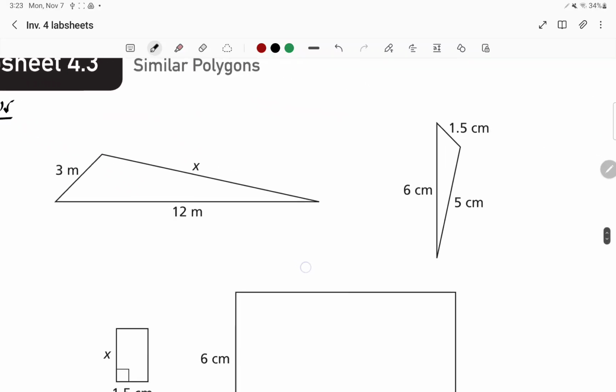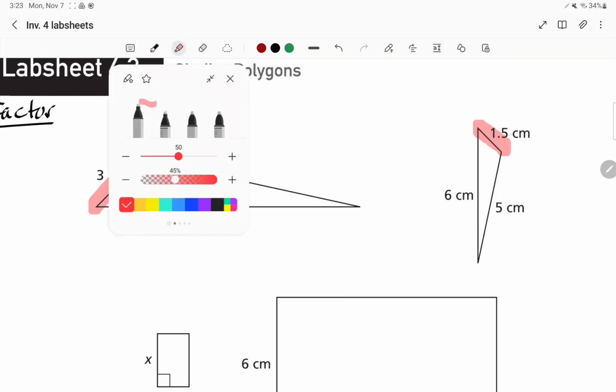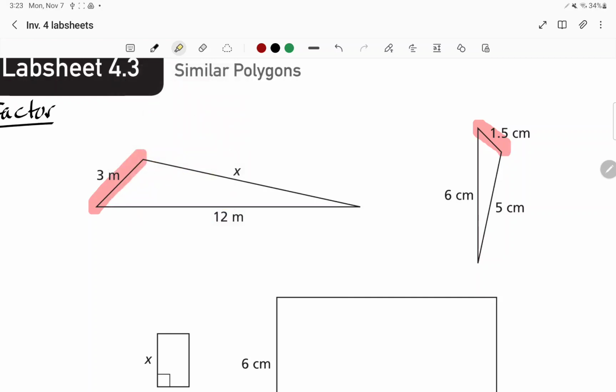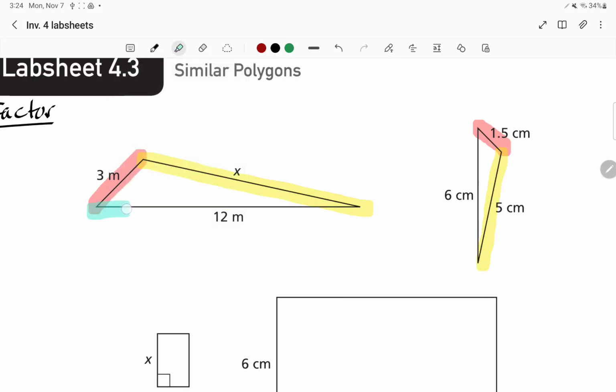Okay, so let's figure out the scale factor. First of all, we have to figure out what our corresponding sides are. So for example, this side is the smallest side on that triangle, so it's going to correspond with the smallest side on that triangle. And then the next smallest would be X and 5. Those are corresponding sides. And then lastly, the 12 meter and the 6 meter are corresponding.